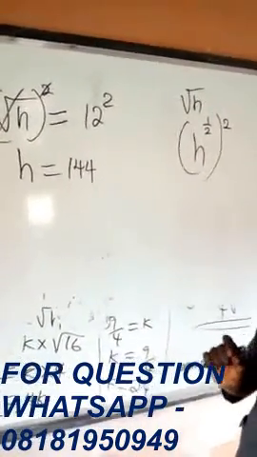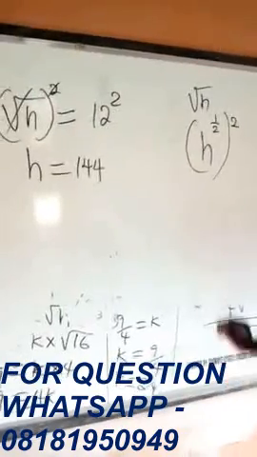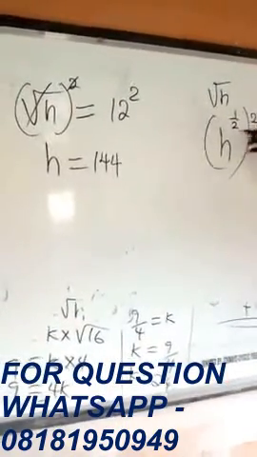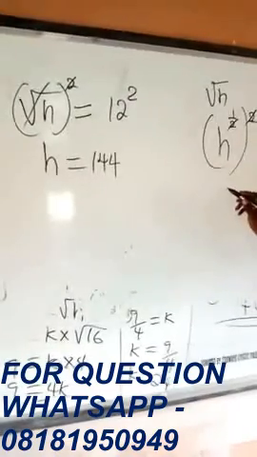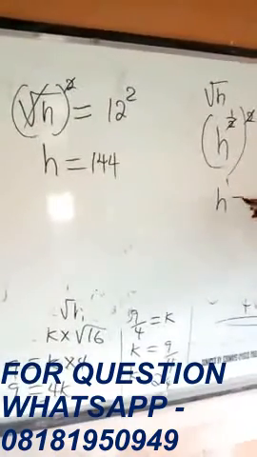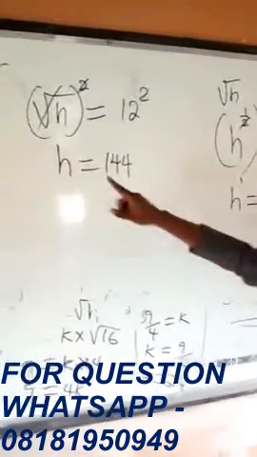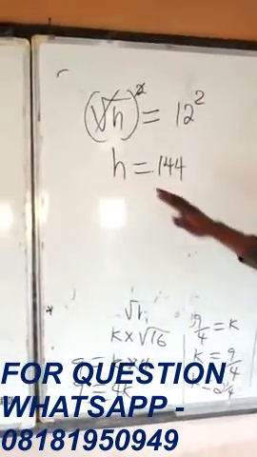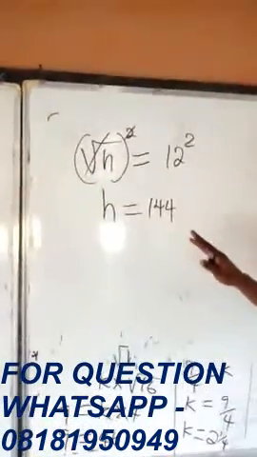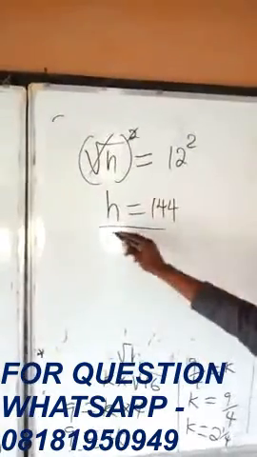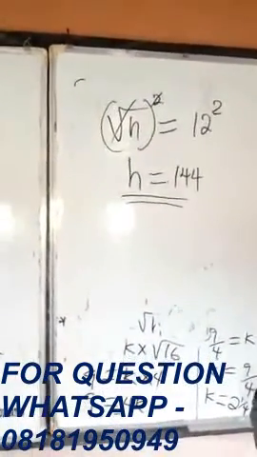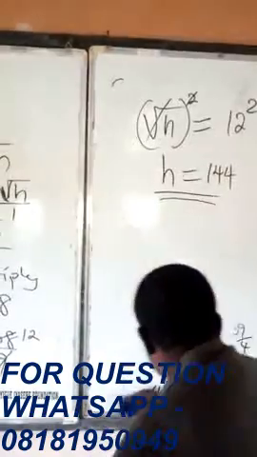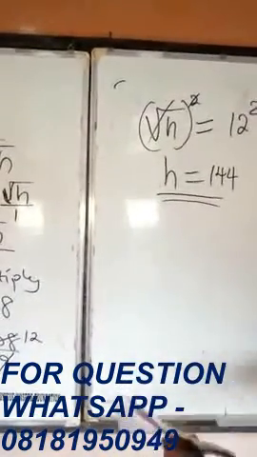There is a law in indices we call product of indices. When a power is raised to another power, you multiply the powers. So 1 over 2 times 2, we cancel this. So remaining h. h raised to power 1 is h. So you can see that's how we have h here now. So in conclusion, our h is 144. Is that clear, students?